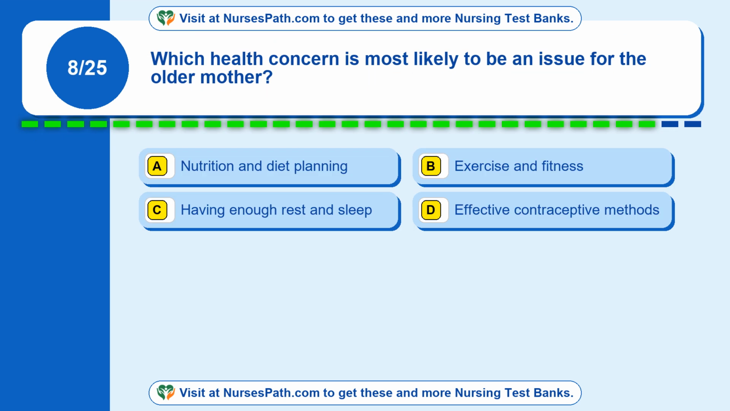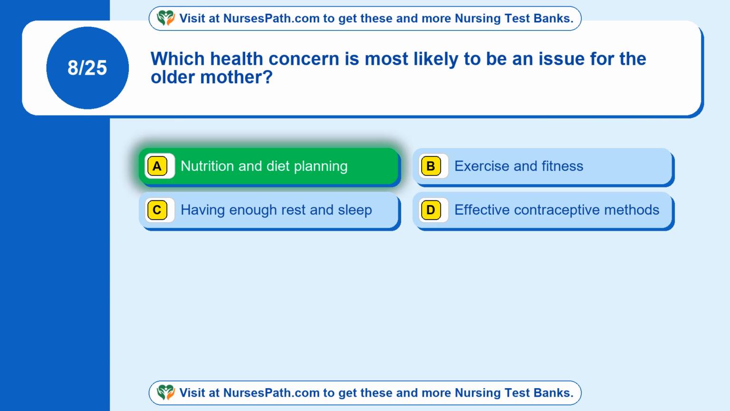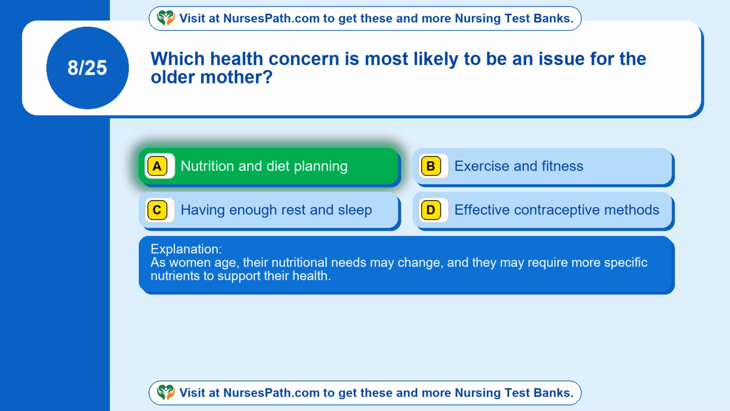Question 8. Which health concern is most likely to be an issue for the older mother? Option A. Nutrition and diet planning. Option B. Exercise and fitness. Option C. Having enough rest and sleep. Option D. Effective contraceptive methods. The correct answer is option A. Nutrition and diet planning. As women age, their nutritional needs may change, and they may require more specific nutrients to support their health.